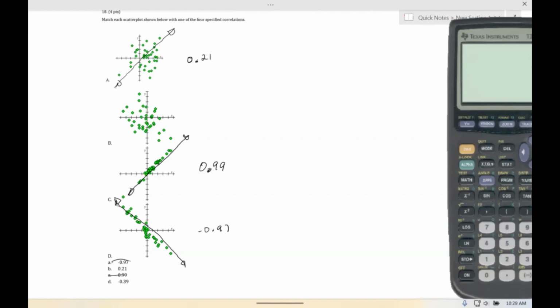And if we look at example B, as we read it from left to right, notice that there is a downward trend, somewhat downward. Notice that the points are not very close to the line, but it's still like a negative trend. And by the process of elimination, I believe the correlation here would be -0.39.